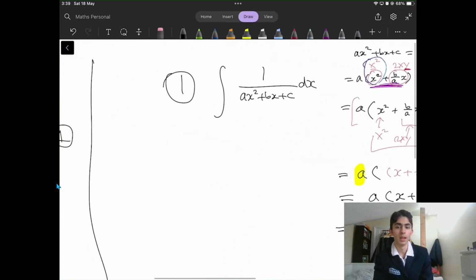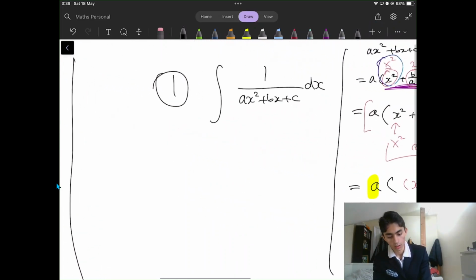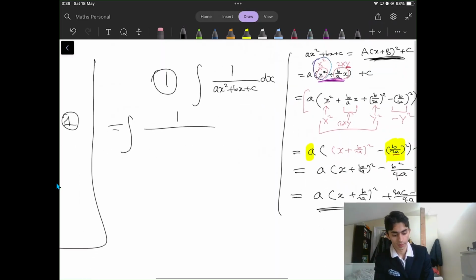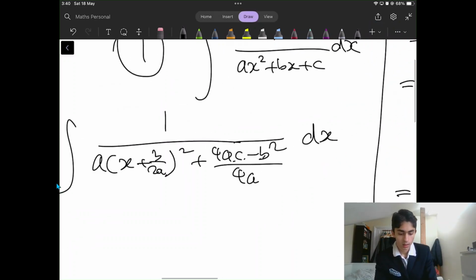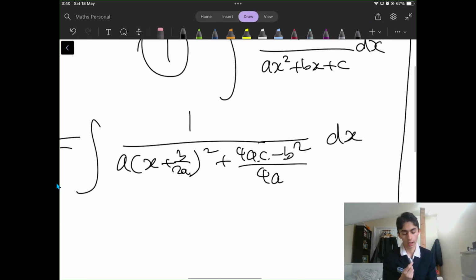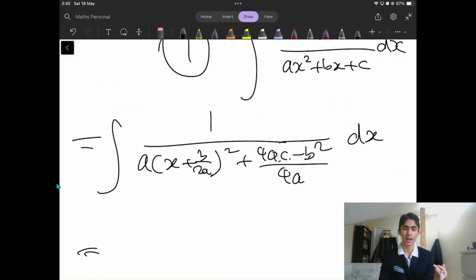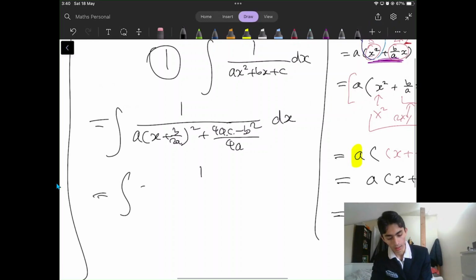Now that's what I'm going to replace into the integral, right? So the integral is equal to, what do we have inside the integral? 1 over a brackets x plus b over 2a squared plus 4ac minus b squared over 4a, okay, dx. It doesn't look nicer at all. It looks like we really messed up the form of the quadratic, but we have still preserved the equality, and that's all that matters in 2024, right? Apparently.